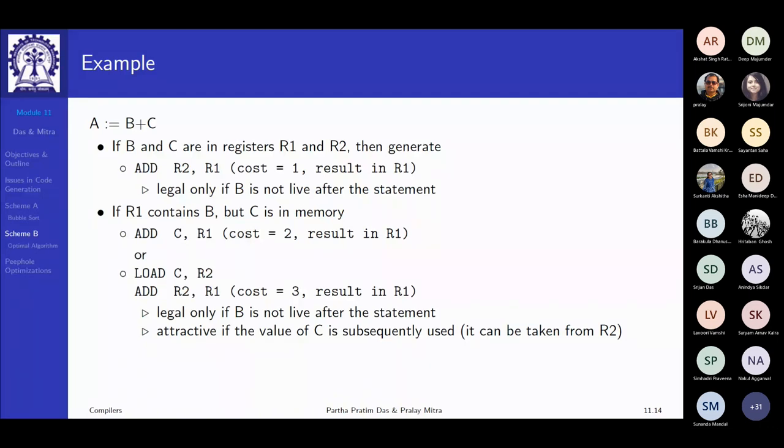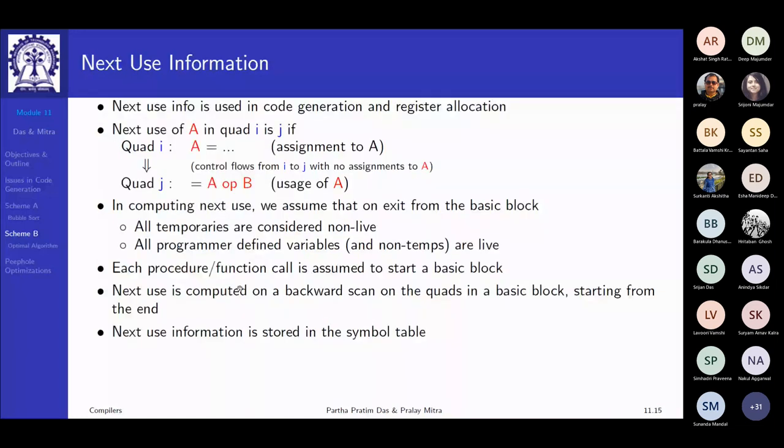Okay? So these are some of the basic observations that you can keep in mind. Now, having said that, we will compute a new set of information in a data structure called next use. This information will be used in code generation and register allocation together.